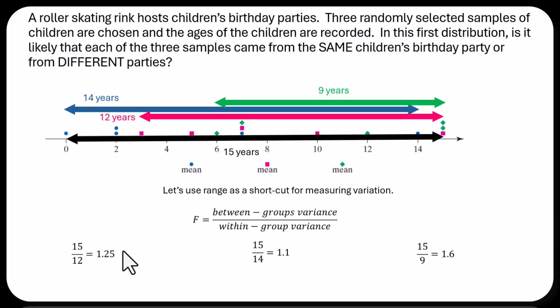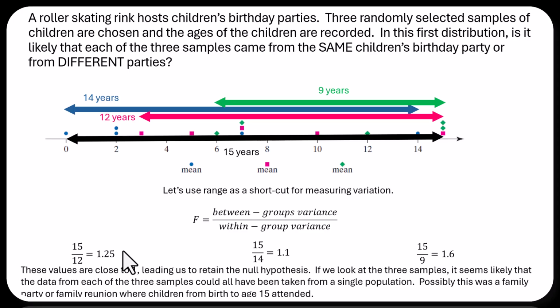So what does this mean? Are the F statistics that we just kind of cobbled together, not really using at all the correct formula, but just looking at and comparing the between groups range and the within groups range, does it suggest that these 3 samples are coming from different populations or the same population? Well, I don't know about you, but I could buy the argument that all 3 samples are coming from the same roller skating party, right? The ranges are quite similar.